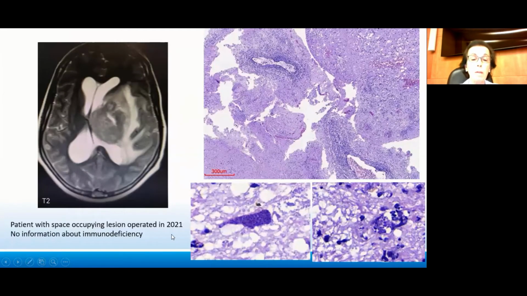The problem is that nowadays, this was last month, I think, 2021, a patient operated with a space-occupying lesion like this, no information about immunodeficiency. When we saw the slides, there was inflammation, vasculitis, like here, edema, necrosis. In that case, we have to look for the toxoplasma, and we found below here the cyst and some free forms. So this is toxoplasmosis. We went back to the surgeons and asked to look for immunodeficiency. In fact, the patient had AIDS and did not know. And we are seeing this case recently here.